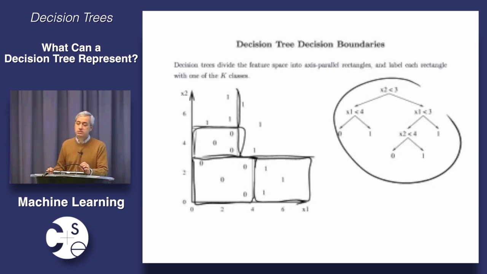What do you think? Are there some Boolean functions that we cannot represent with a decision tree? And if so, can you give an example? What is your feeling? Remember, you have to get lucky. Do you feel lucky today?